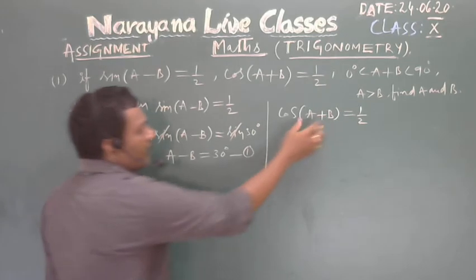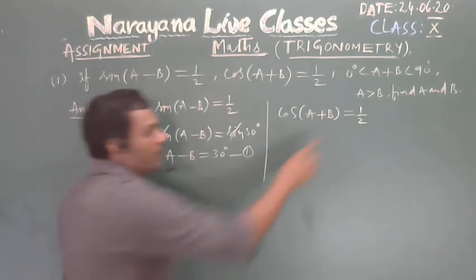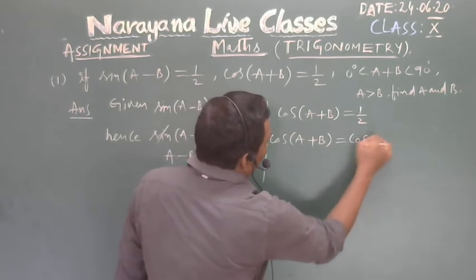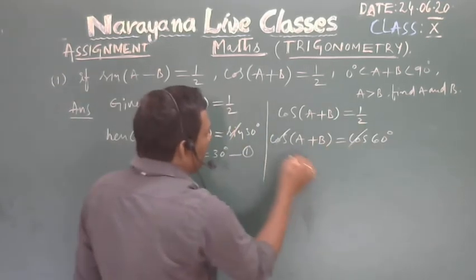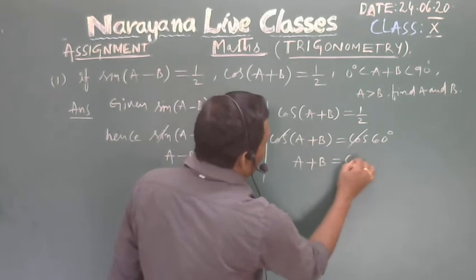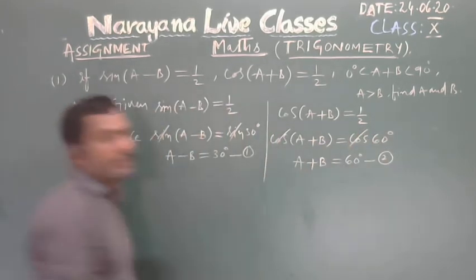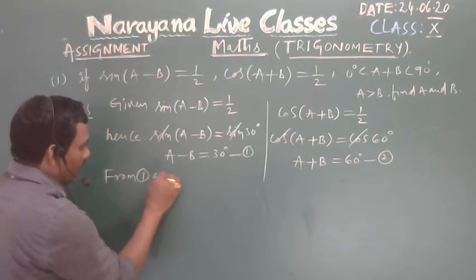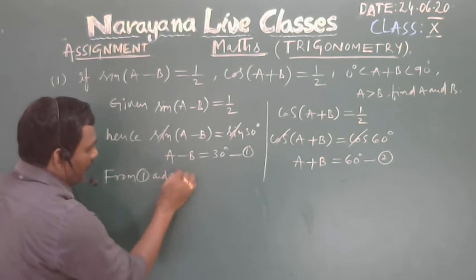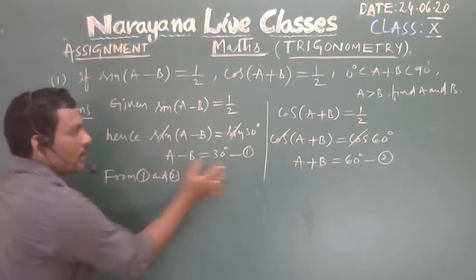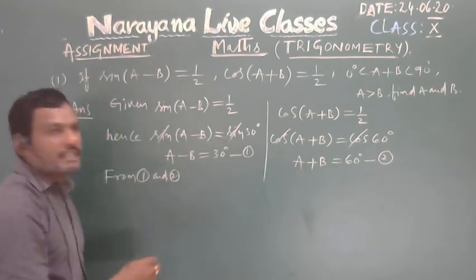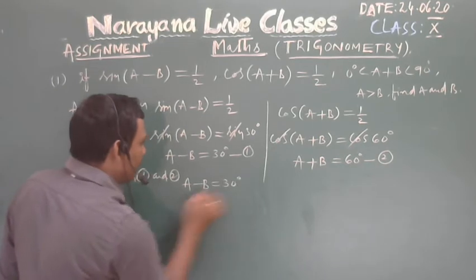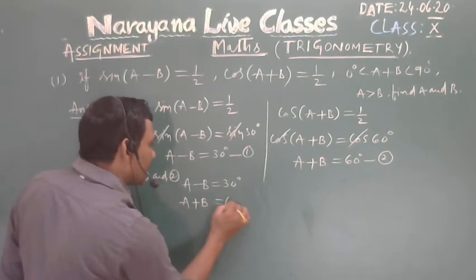Cos of a plus b equals 1 by 2, and cos 60 degrees equals 1 by 2. So cos of a plus b equals cos of 60 degrees. Cos cancels, a plus b equals 60 degrees. Equation number 2. From 1 and 2: a minus b equals 30 degrees, a plus b equals 60 degrees. Solve from 1 and 2.